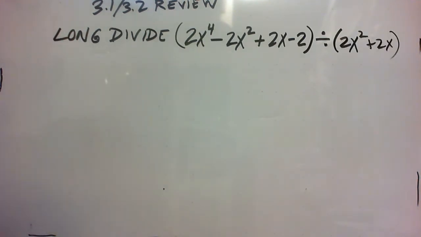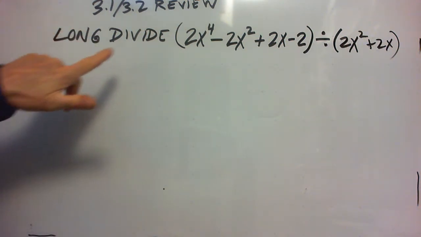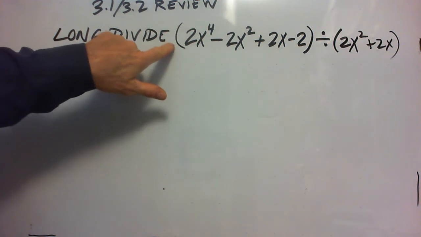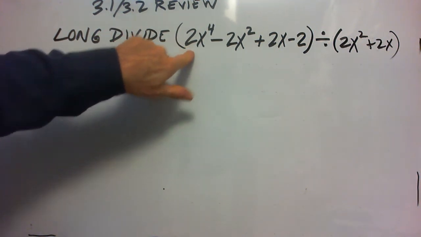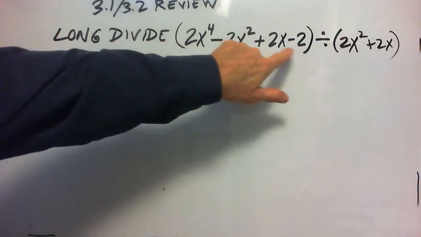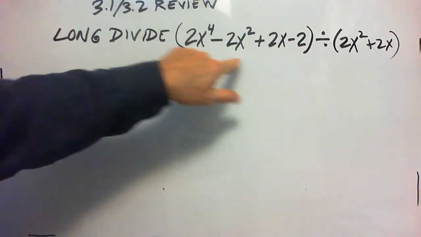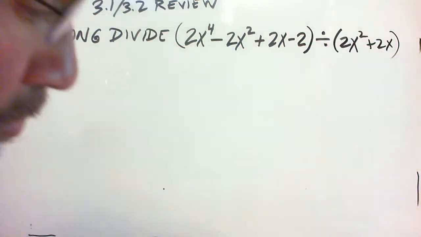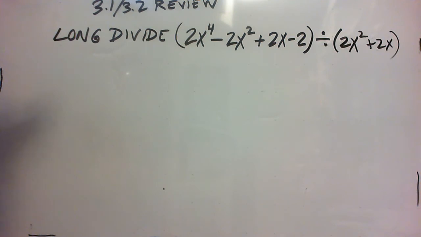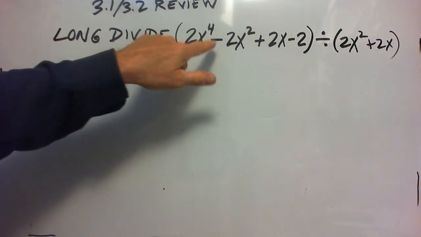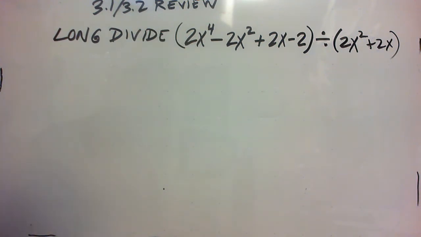Okay, now to the long division, the polynomial division. And a lot of people struggle with this. So we're going to do this problem: 2x to the fourth minus 2x squared plus 2x minus 2. We're going to divide that polynomial by 2x squared plus 2x. So see if you can set this up correctly. And remember, we need a 0 placeholder for the missing x cubed term. So set this up, pause the tape, set it up.